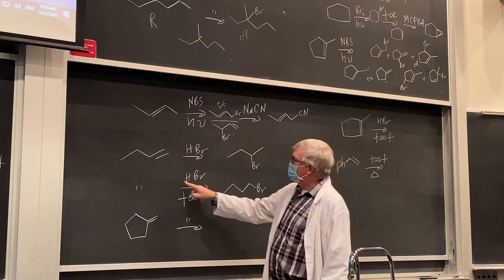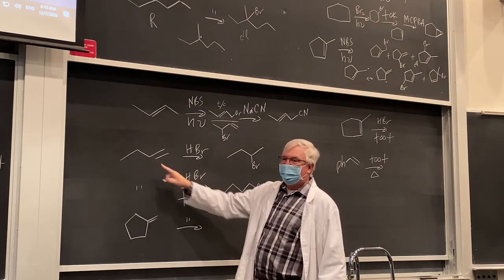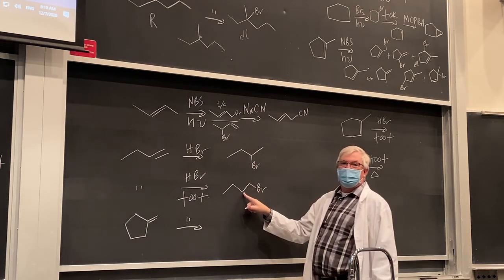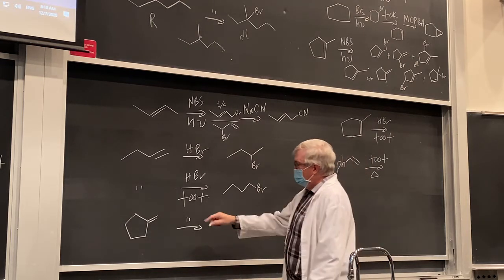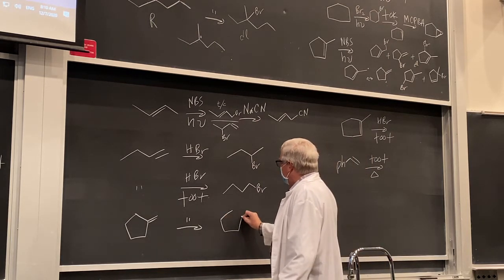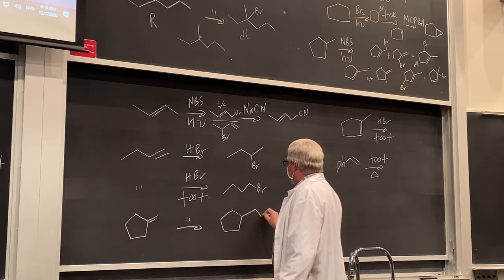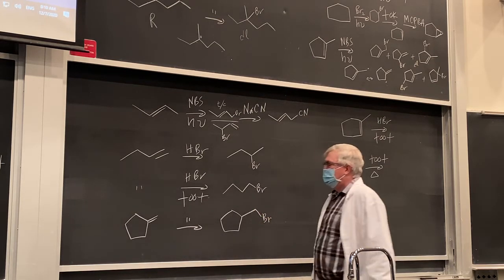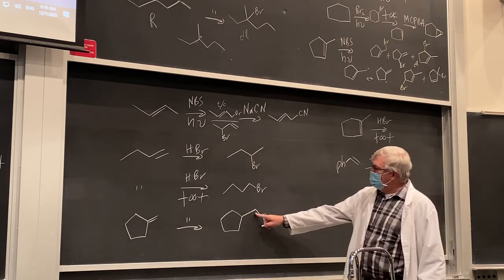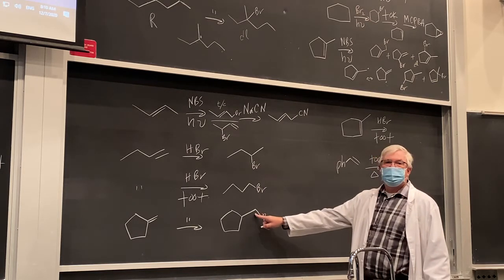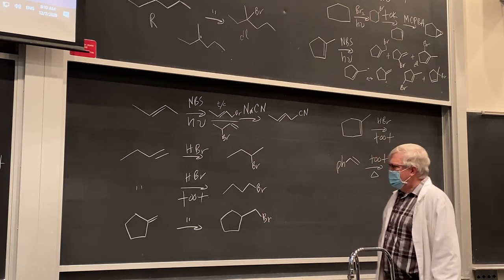The bromine radical is going to add to the end to give the secondary radical, and then that's where the hydrogen atom is going to go on. Same thing with this one. Let's see, we're going to get the less substituted product there. And that's very useful because then we can do a lot of other nucleophilic substitution and stuff from that.